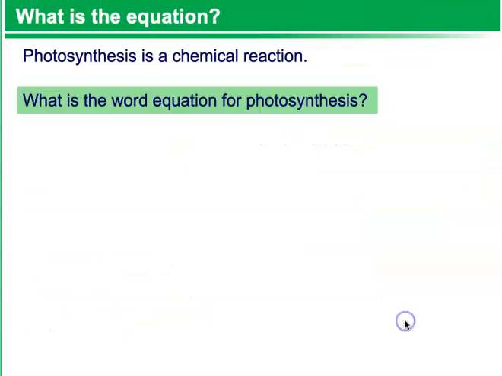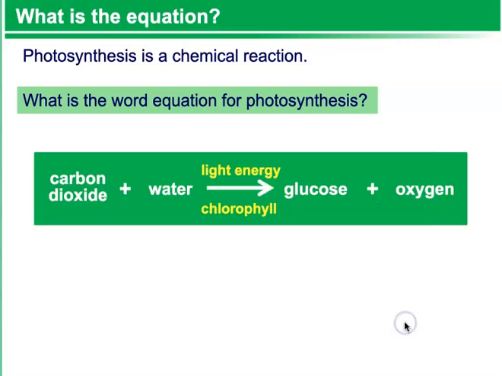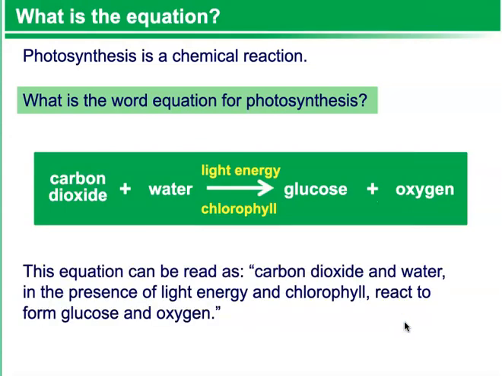Photosynthesis is a chemical reaction. We can define photosynthesis in a word equation: carbon dioxide plus water and light energy, along with some chlorophyll, gives us glucose and oxygen. So the equation can be read as carbon dioxide and water, in the presence of light energy and chlorophyll, react to form glucose and oxygen.